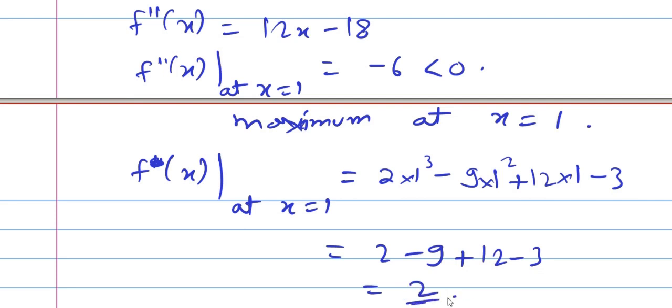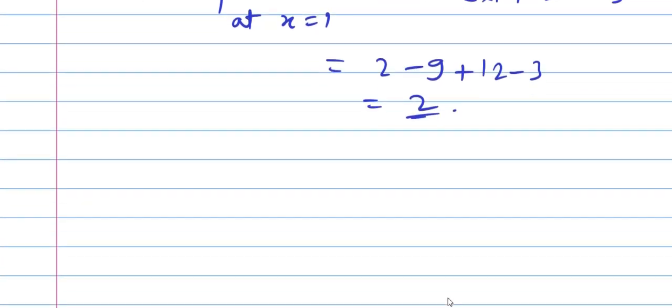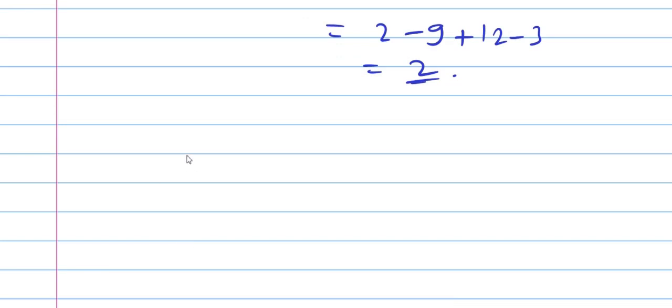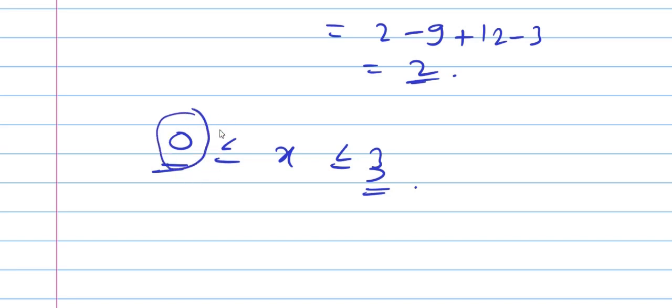But important point: you should also check the given interval. What is the given interval? 0 less than x less than 3. So you should also check at 0, and you should also check at 3. इस इंटरवल में हमको फंक्शन की मैक्सिमम वैल्यू फाइंड आउट करना है. तो इस पॉइंट पे भी हम चेक करेंगे. We will also check the function value at this point.